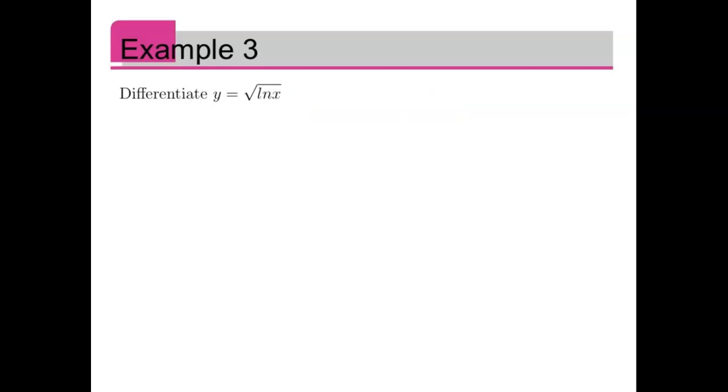A little more practice. If I wanted to differentiate this, I would have to use the chain rule, but now it's natural log as the inside function, right? So I would rewrite it as y equals natural log x to the 1/2 power. Now the derivative of the outside, y prime, is going to be 1/2 times natural log x to the negative 1/2 times derivative of the inside, so times 1 over x.